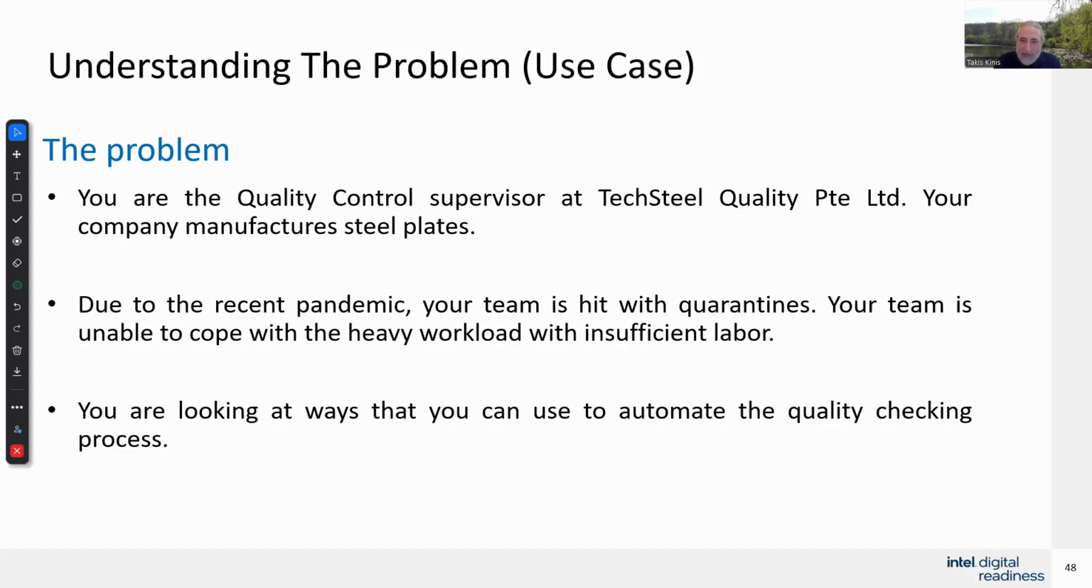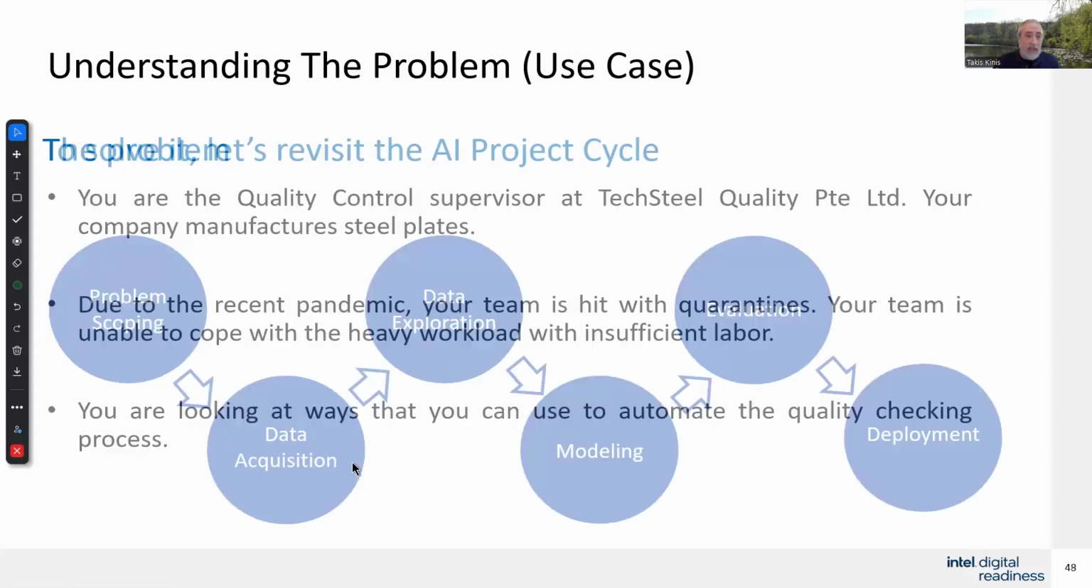Due to the pandemic, your team is hit with quarantines. You're unable to cope with the heavy workload with insufficient labor. This is a problem that a lot of manufacturers are having, by the way. A lot of people don't want to go to work, or they won't show up. You're looking at ways to automate the quality checking process, right?